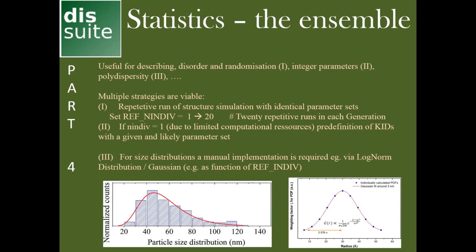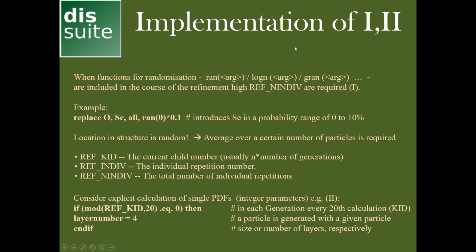The third issue is polydispersity, meaning that in real samples you most of the time have a size distribution. Like here on the left, a log-normal distribution of particle sizes, and you need to model that in order to produce the best fit to your data. This is also done with the higher ref indiv, or a multiplication of repetitive runs in each generation. So how to do that, you'll see in a minute.